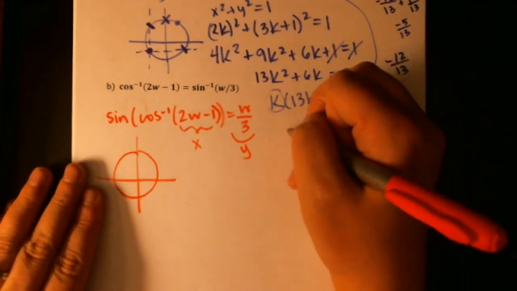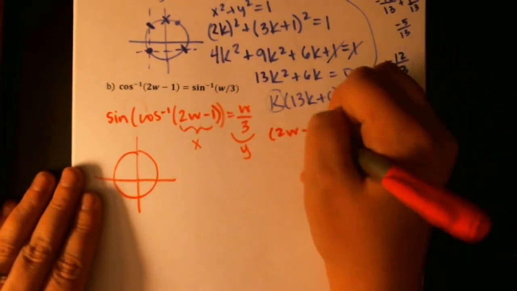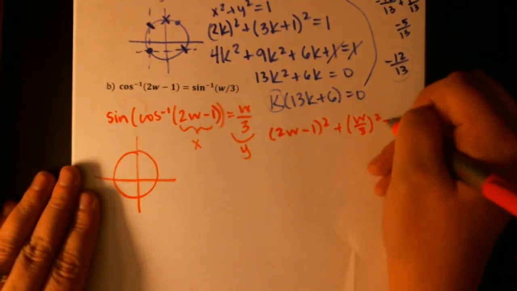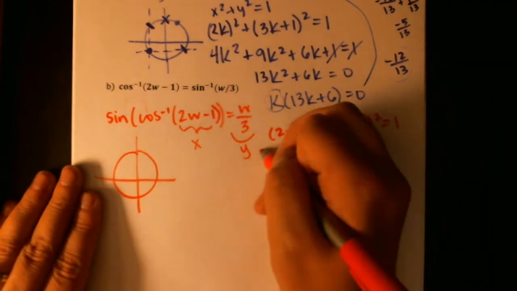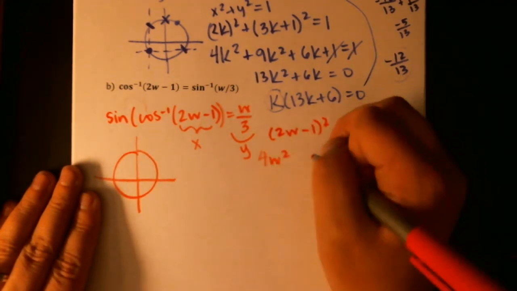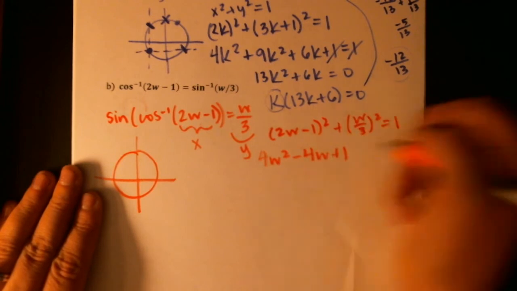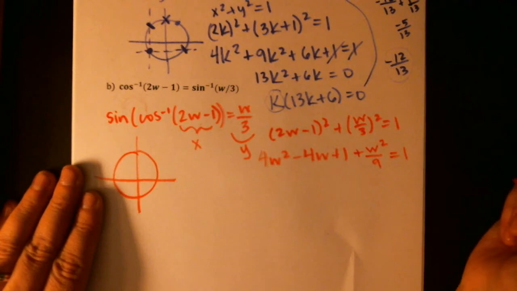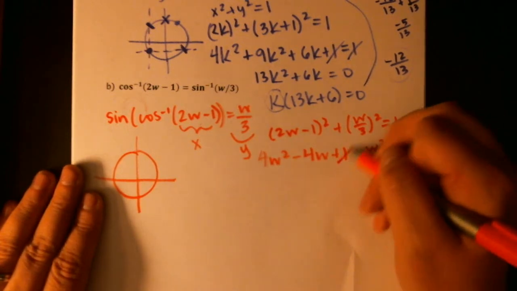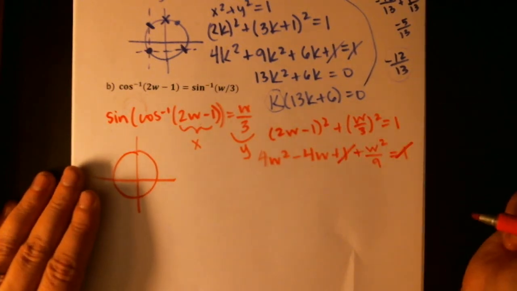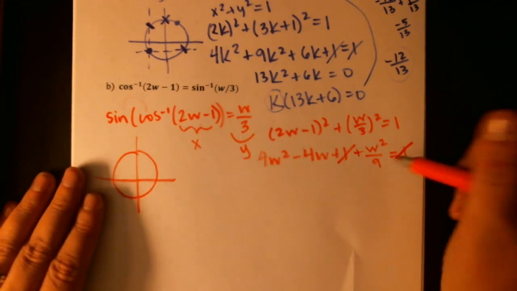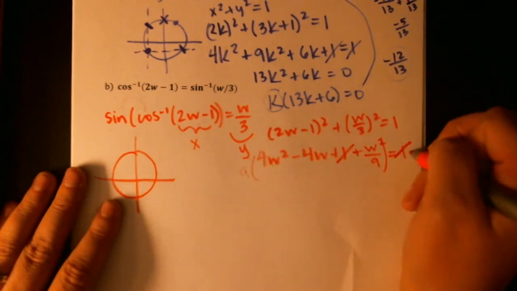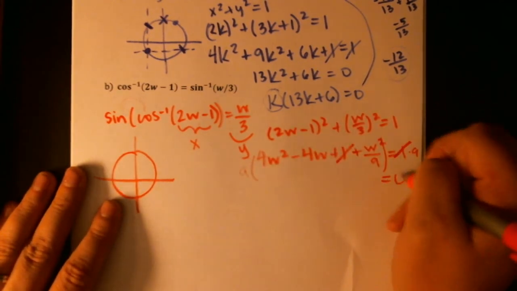So we'll say that x squared, which is 2w minus 1 squared, plus y squared is equal to 1. And we can multiply that out. So 4w squared minus 4w plus 1 plus w squared over 9 is equal to 1. The 1's drop out again, so this is kind of nice. At least we got decent algebra. You can deal with a fraction however you want to. I think I'm going to multiply everything by 9 just to clear it.